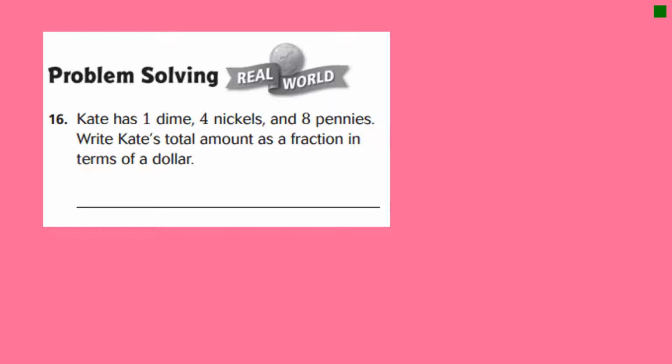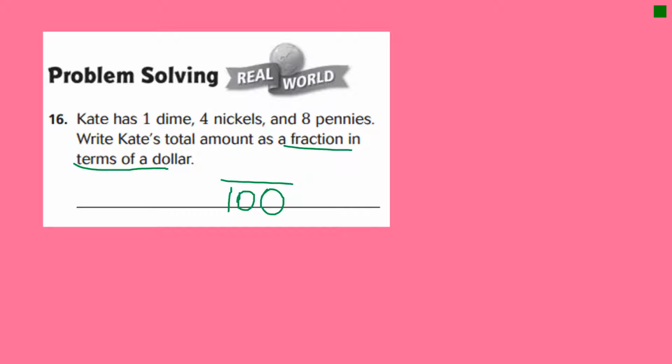All right, so now we are on 16. We're still on that front page. Goodness. Okay, I told you there were a lot of different problems. Here we go. Kate has 1 dime, 4 nickels, and 8 pennies. Write Kate's total amount as a fraction in terms of $1. So we know our answer is going to look like that. At least we know it's going to have 100 in the denominator since it's in terms of $1.